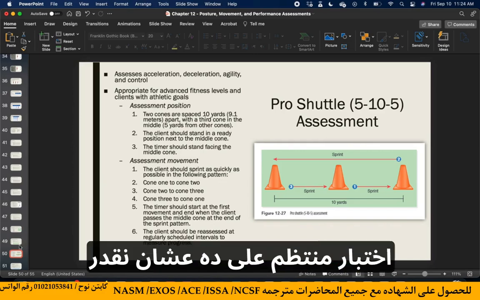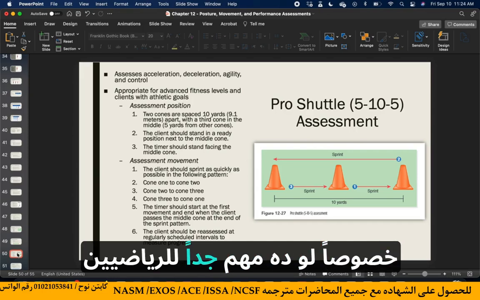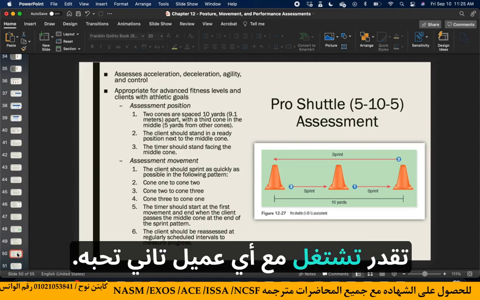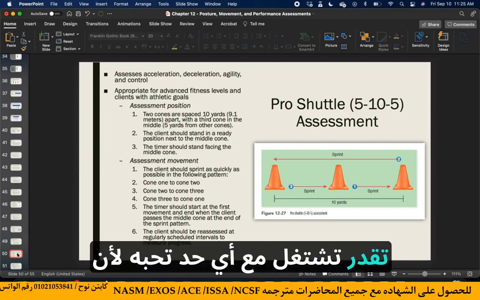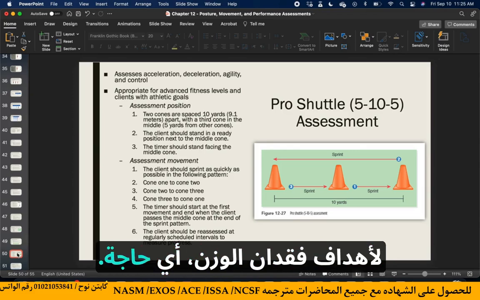All right, so again, regular testing on this is able to show whether we're making improvements, especially since this is a really important one for athletes in particular. But again, you can always work with any other client that you want to. Performance-based ones can be worked with whoever you want to. Because again, it's your assessment for your general fitness, for weight loss goals, whatever.